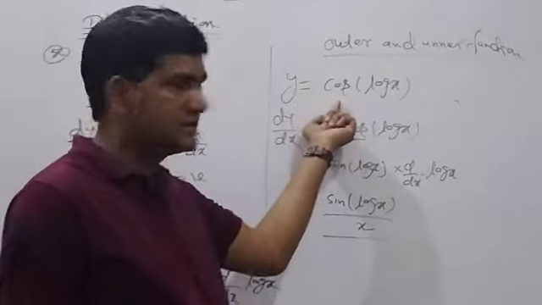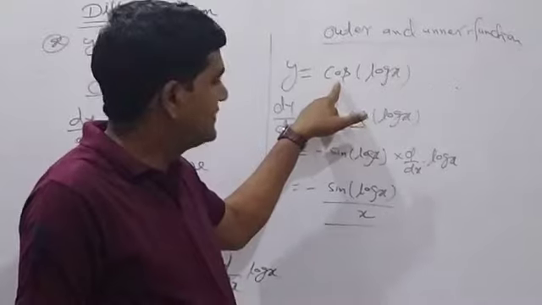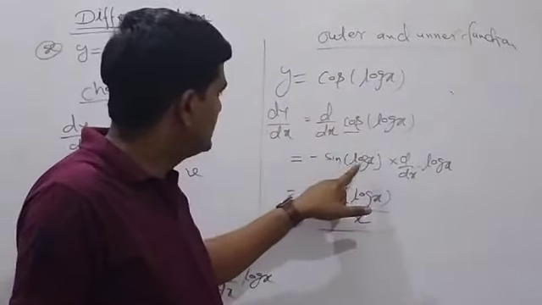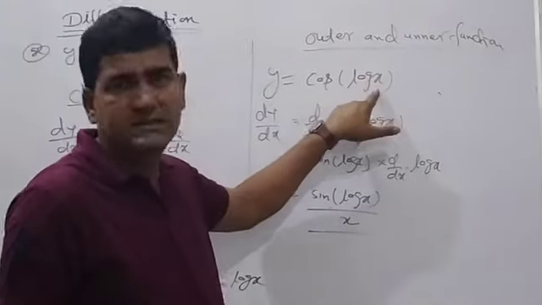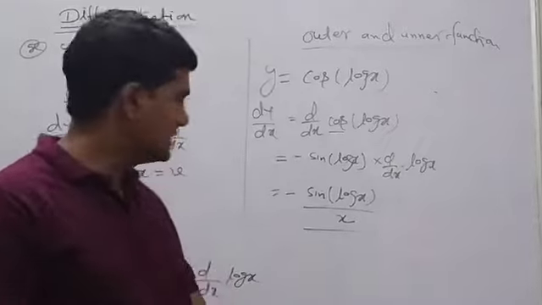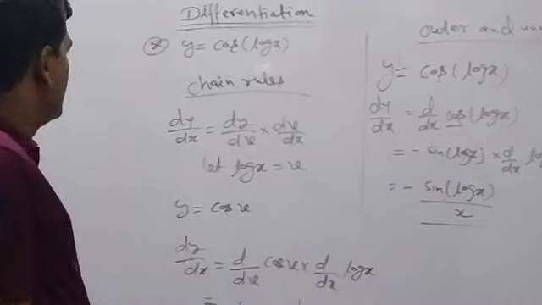Cos x is the outer function, log x is the inner function. Find the derivative of the outer function every time: minus sin log of x. Then again, the differentiation of the inner function: log of x means 1 by x. Now this is the answer. Understood?